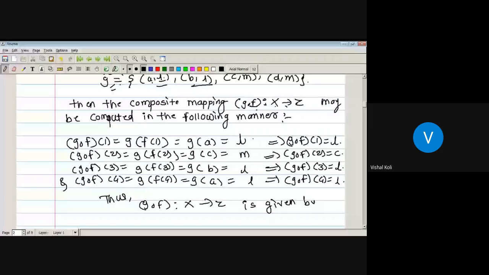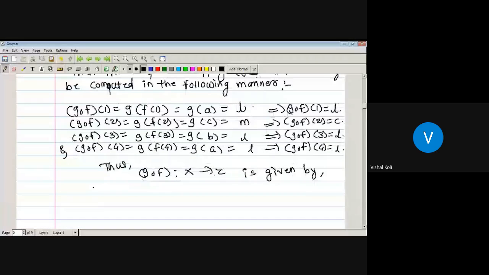1 goes to L. Element 2 goes to M. Element 3 goes to L, and element 4 goes to L. So there are only 4 elements in capital X, which are 1, 2, 3, 4. They have a unique image in capital Z. That is, 1 goes to L, 2 goes to M, 3 goes to L, and 4 goes to L.